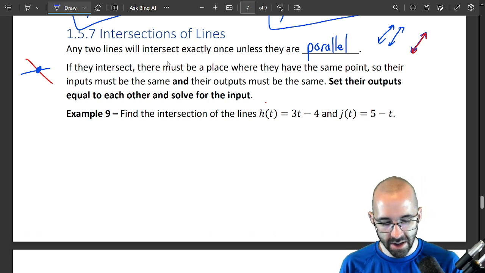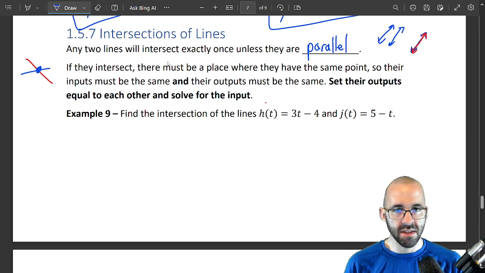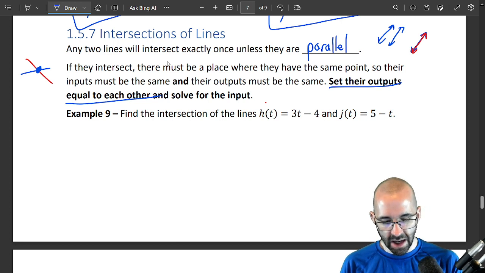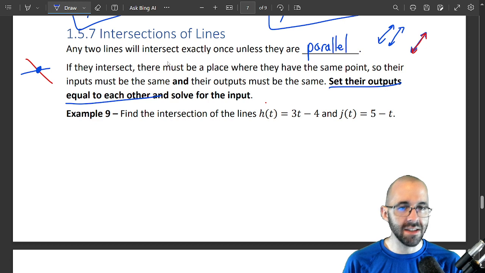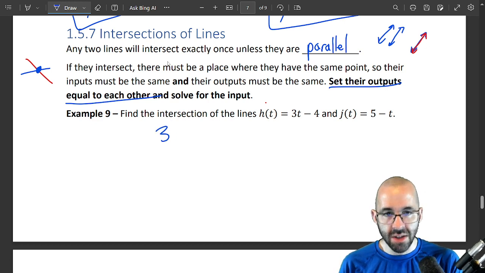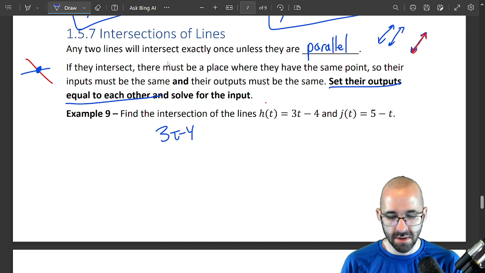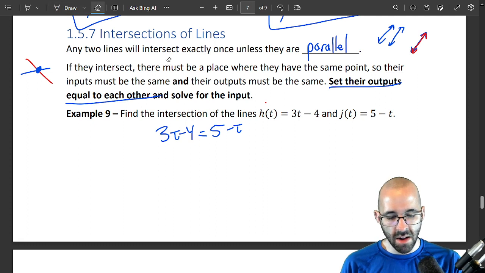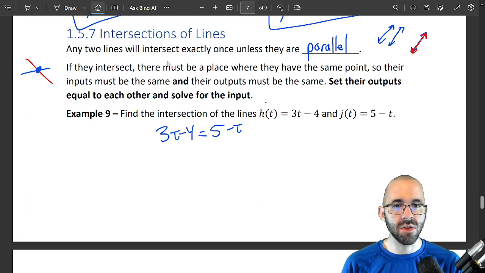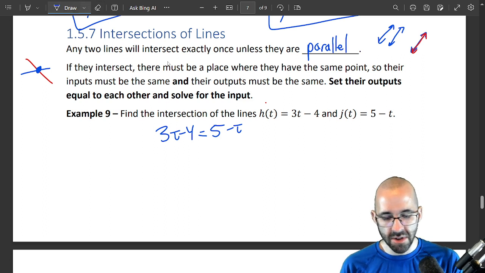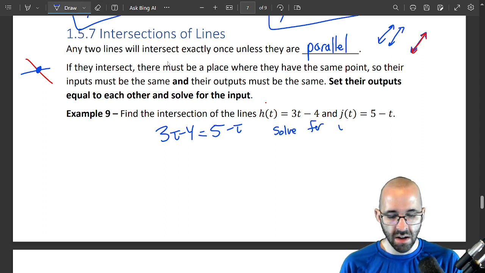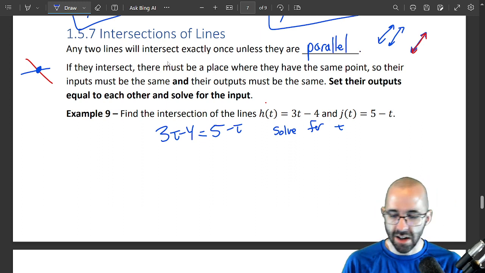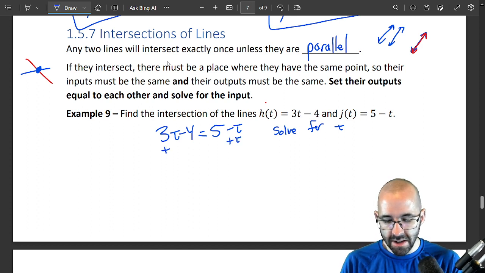So let's do that here. Find the intersection of these two lines. Set their outputs equal to each other is how we're going to start. h of t is the output of one, j of t is the output of the other. So h of t must equal j of t. Now let's solve for the input that makes this true. In this case, we're going to solve for t. Since this is a linear equation, we're going to get all the t's on one side and all the numbers on the other side. I'm going to add t to both sides.